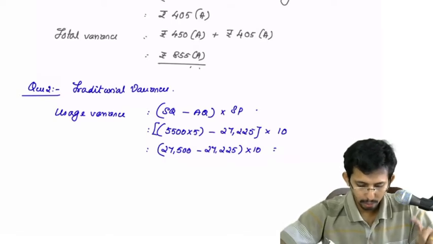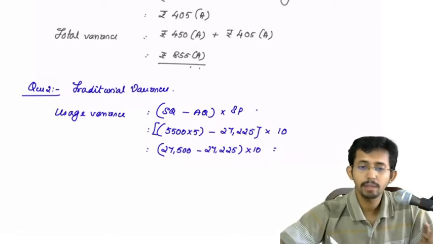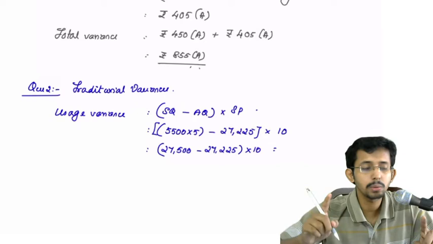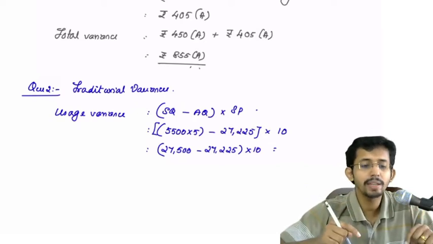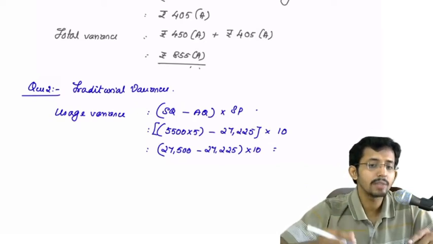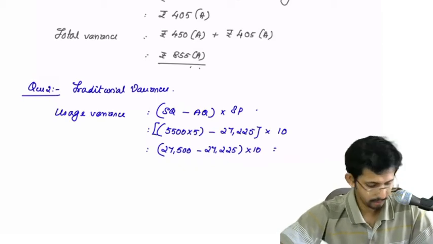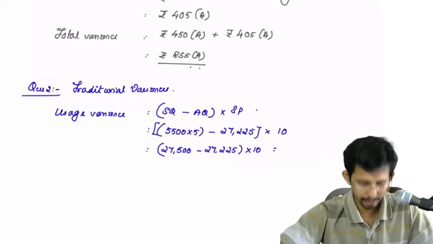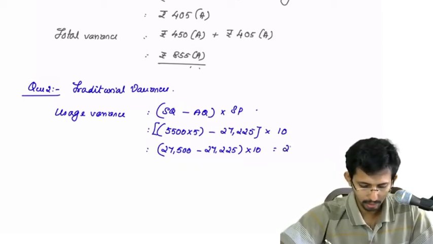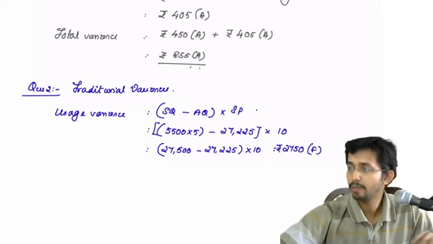So you planned for 27,500, but how much did you consume? 27,225 only. So is it a favorable variance or unfavorable variance? It is a favorable variance. So it comes to 275 into 10, so 2,750 rupees. This is favorable.